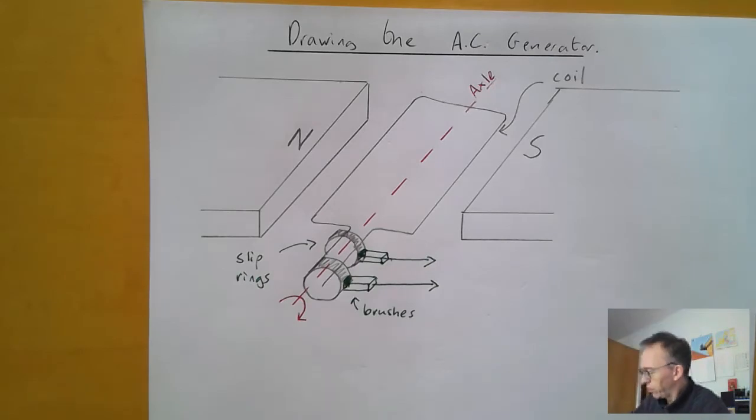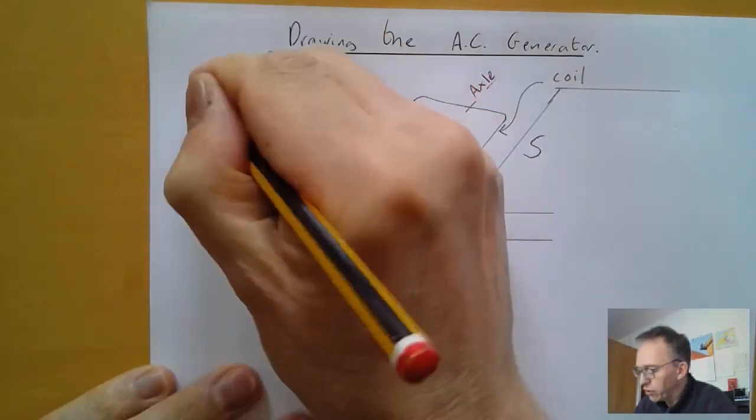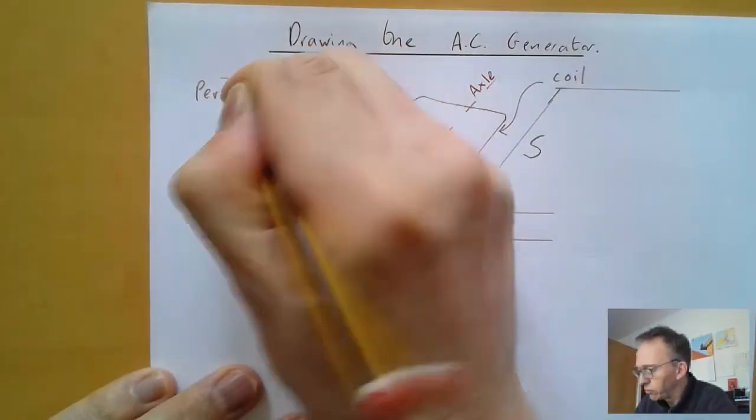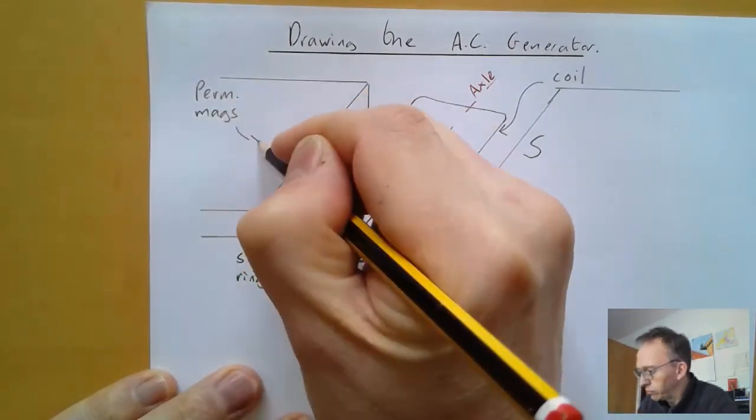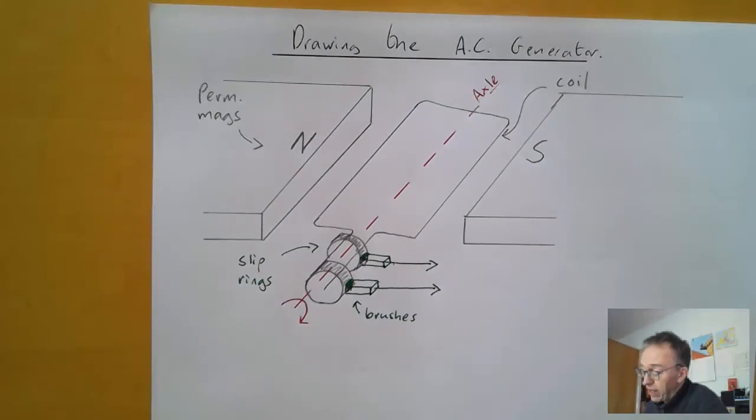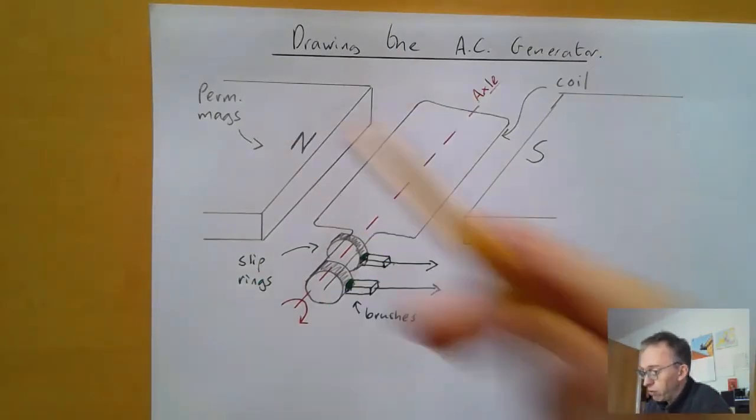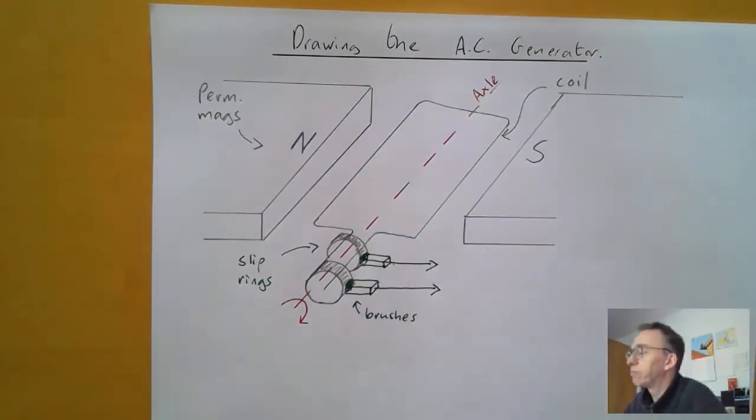Okay, I'm going to label the permanent magnets too. That's basically it. Coil, permanent magnets, slip rings and brushes. Okay, now that's the hard part over, you'll be glad to hear. After this it gets a bit easier. If you need to pause at this point to get your diagram sorted out, do so.